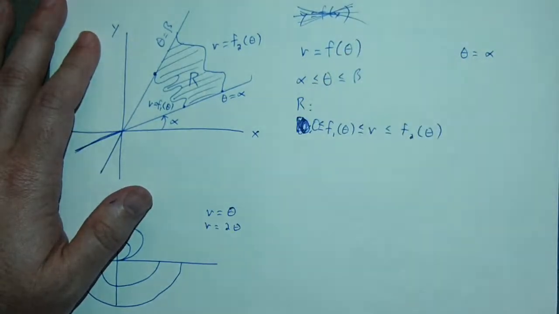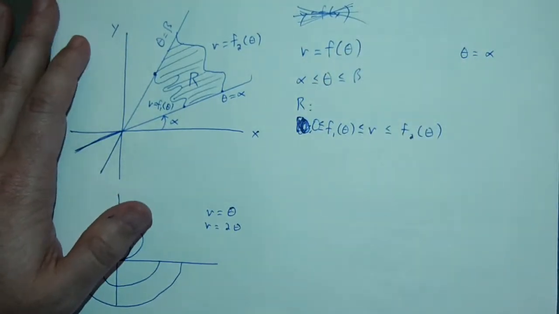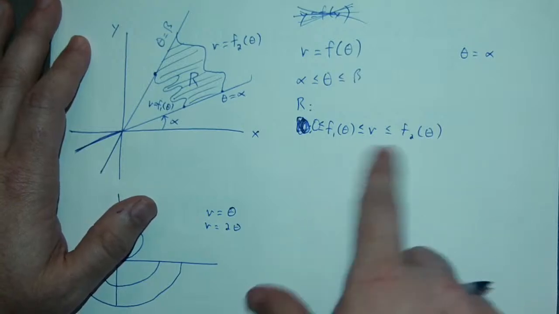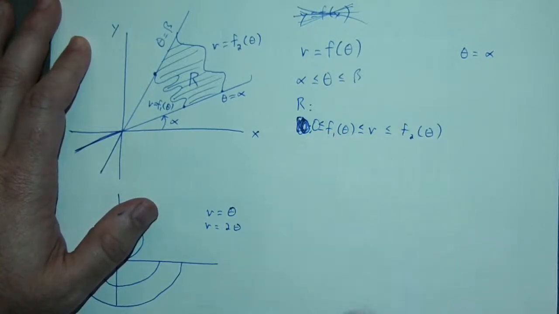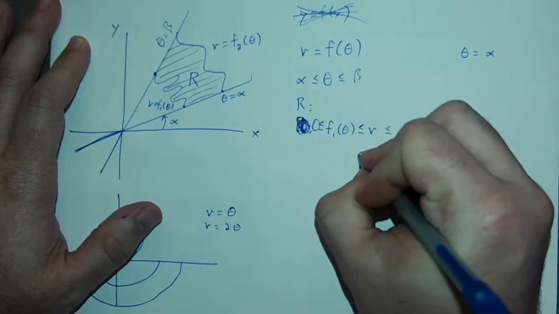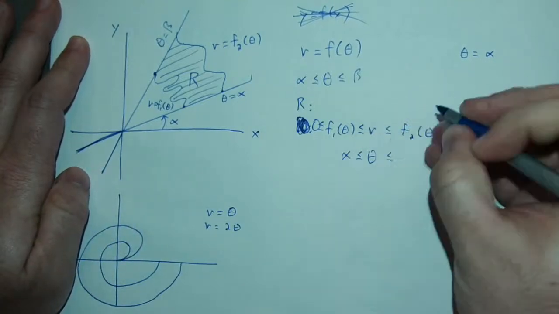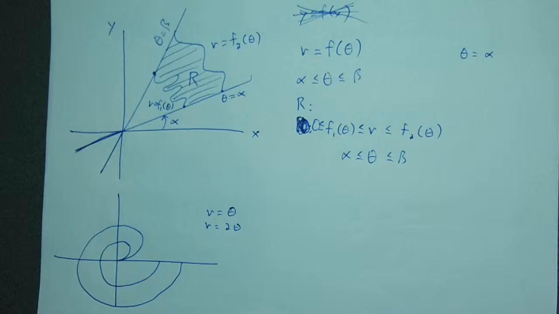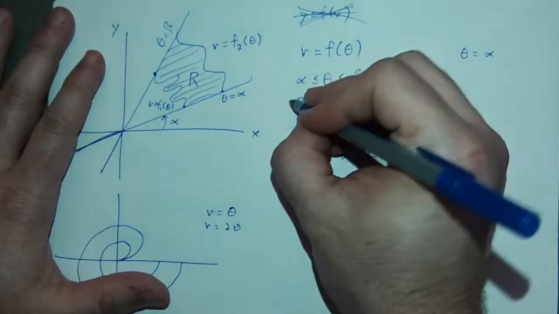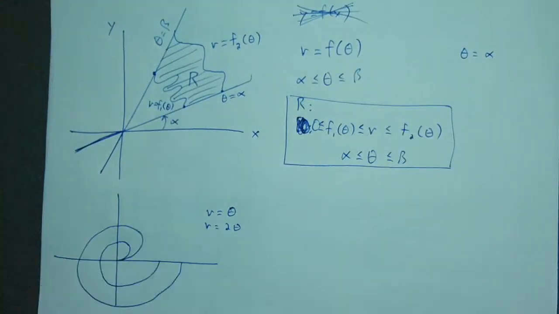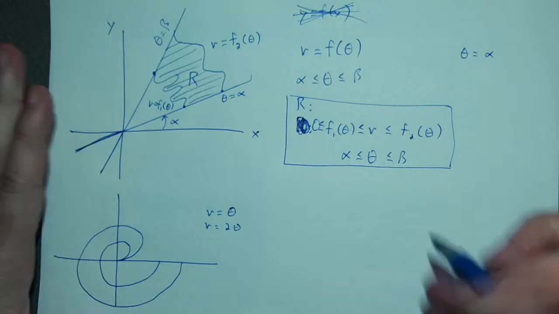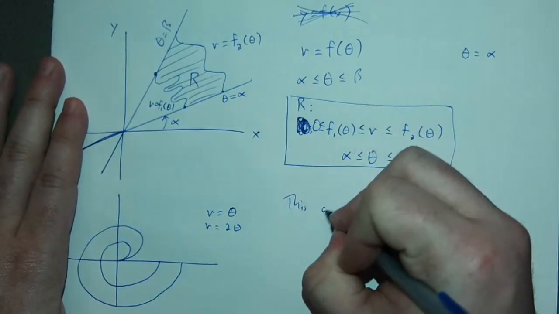So my region R is described as being the region bounded between the graph of two polar functions. Both these polar functions are greater than or equal to 0. And theta itself is bounded between two angular values, alpha and beta. All right, and so here's my region R. That might be something that it looks like here. Here's my setup.